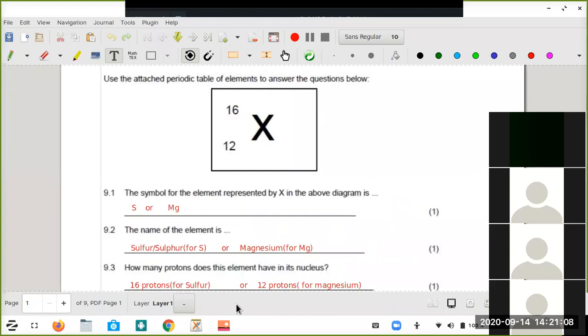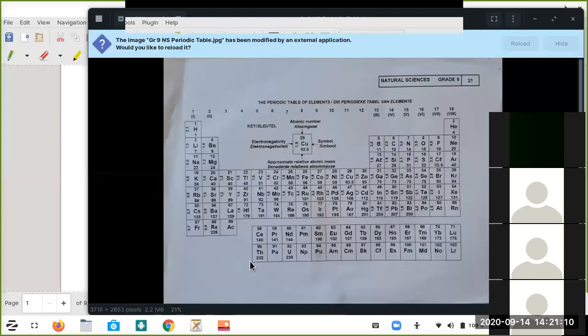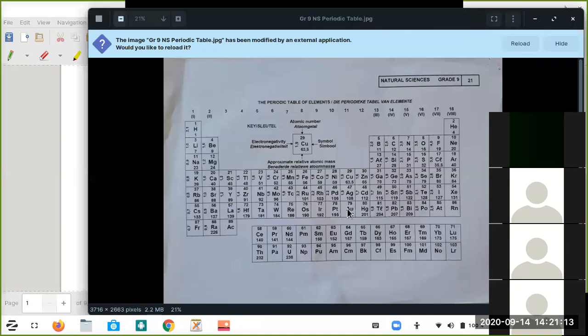Then allow me again to go back to the periodic table. Remember, it's 16 and 12. Now, if you check on the periodic table here, we have got 16 at the top. And here, where my pointer is, there's 16. The element is sulfur. But the atomic mass is not 12, it's 32. Which means the element might not be sulfur, because where there is 32, there is 12, which is wrong.